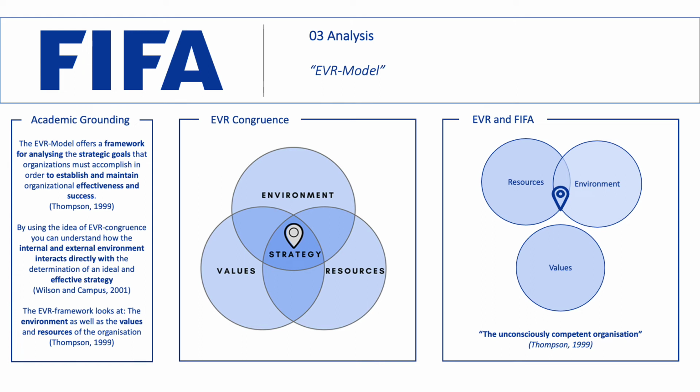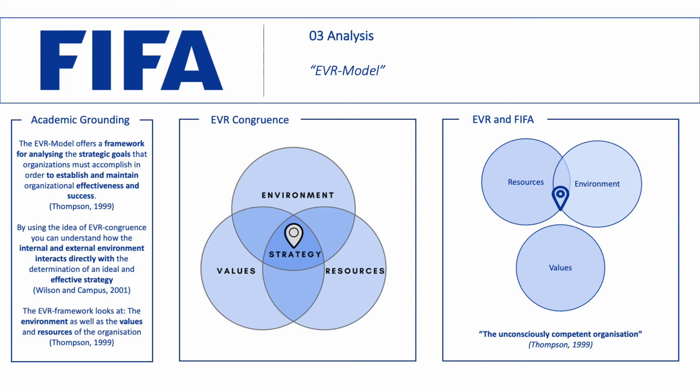Going to our last model, EVR gives an insight on how, citing Wilson and Campus 2001, both the internal and external environment interacts with the determination of an ideal and effective strategy. It also helps with analyzing strategic goals that organizations must accomplish in order to establish and maintain organizational effectiveness and success, quoting Thompson in 1999. In order to determine an ideal strategy, EVR looks at the environment, the values, and the resources of the organization, giving characterizations or names for the different outcomes.